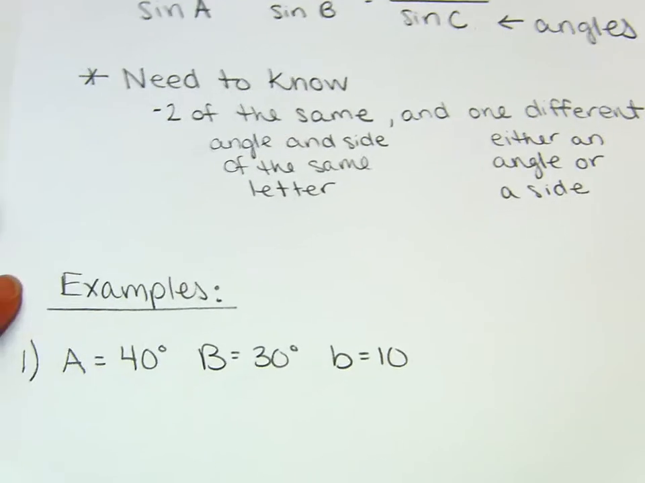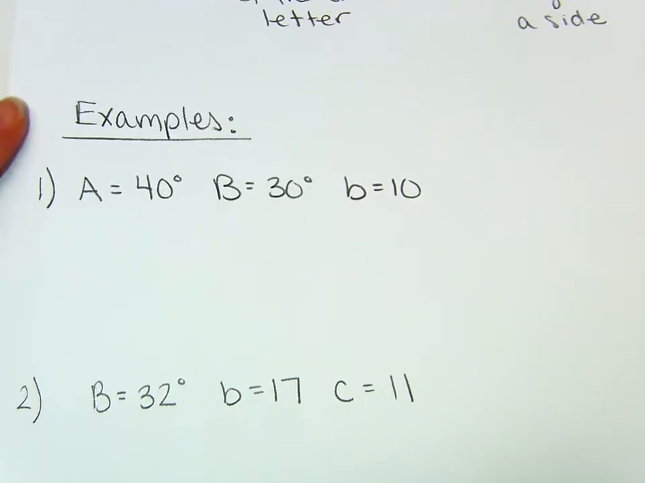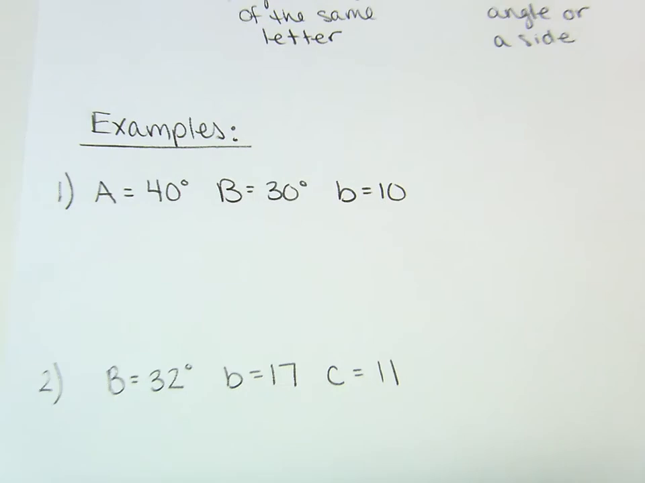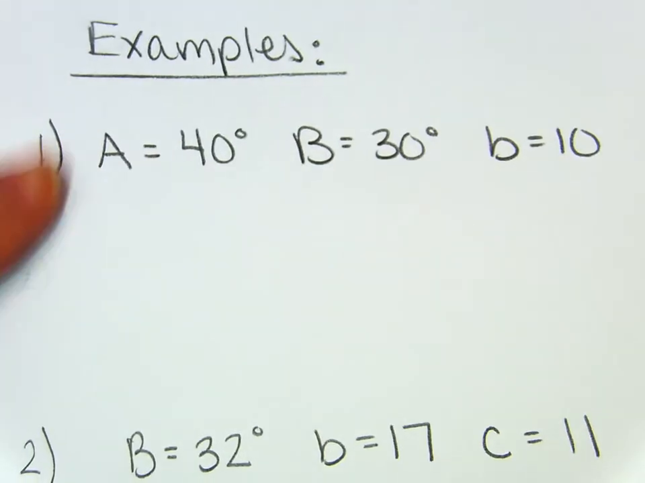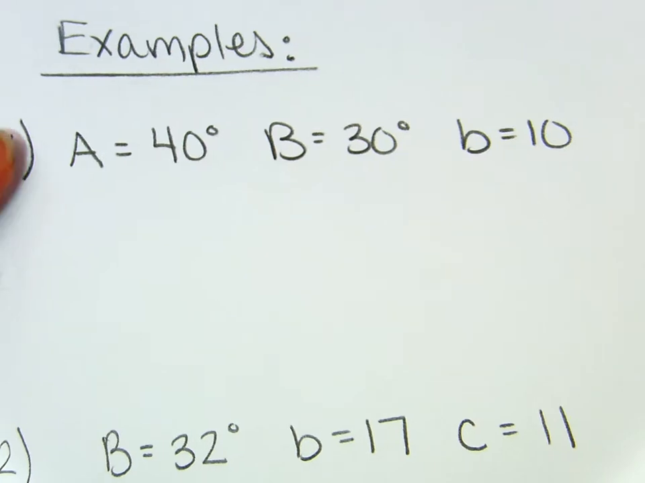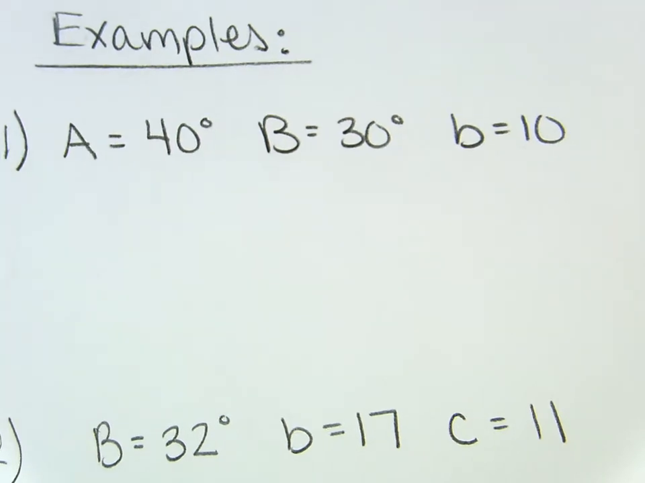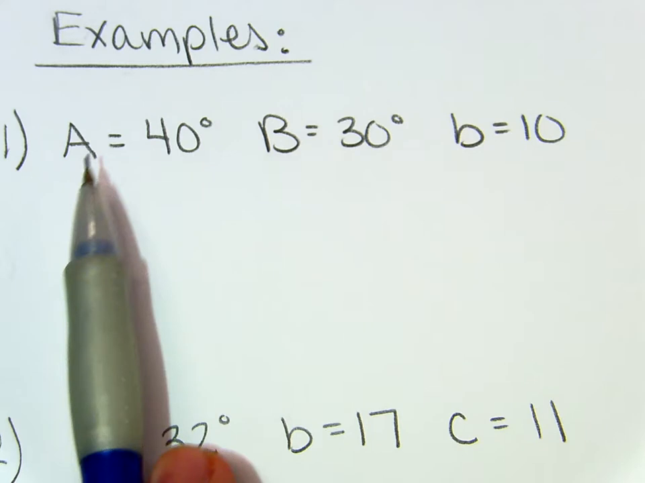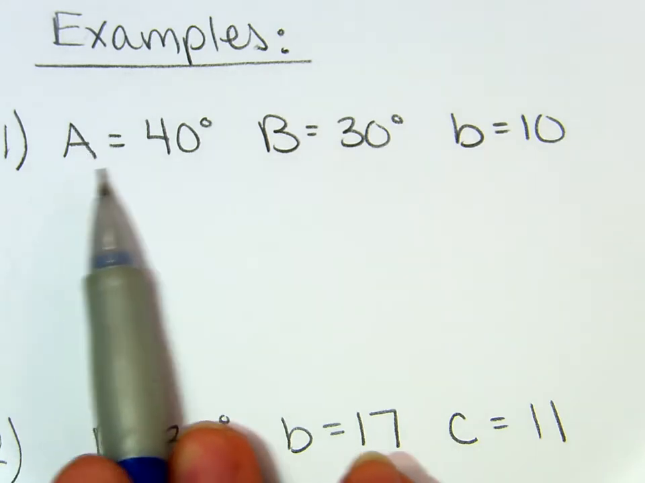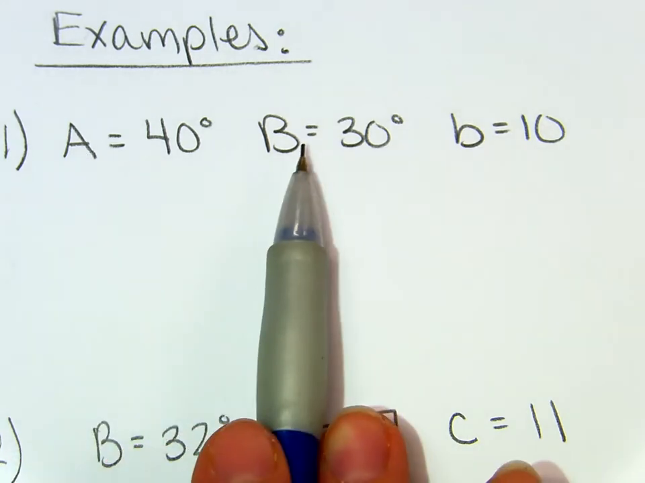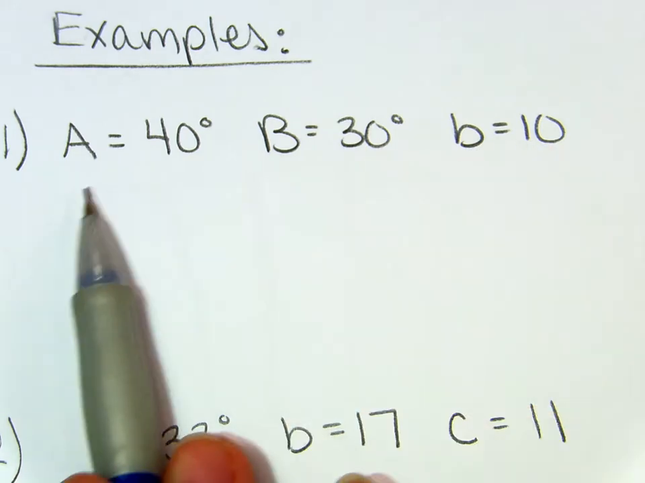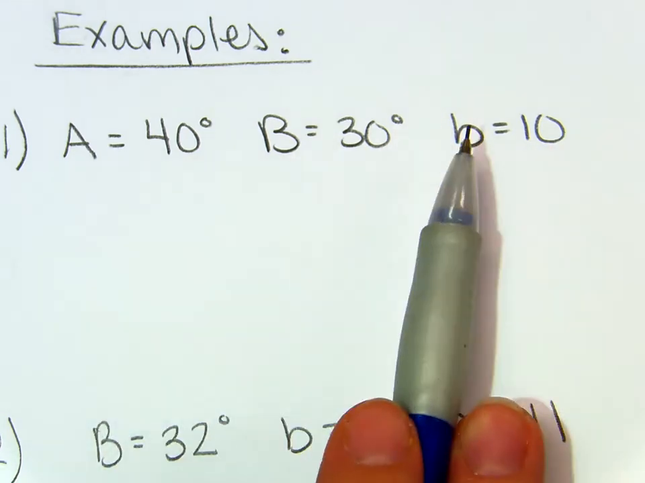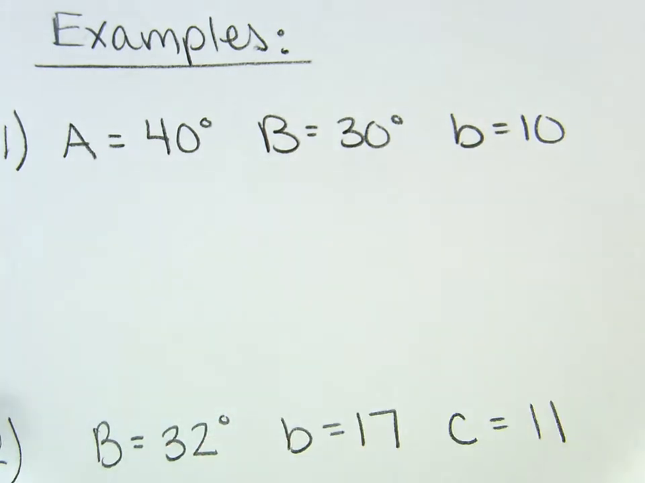So we're going to try a couple examples. For the first one, angle A is 40 degrees, angle B is 30 degrees, and side B is 10. Remember, the big ones are the angles, and the little one is the side. Capital letters are angles, lowercases are sides.